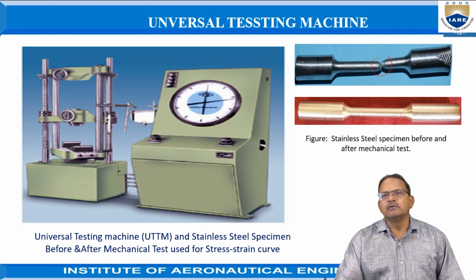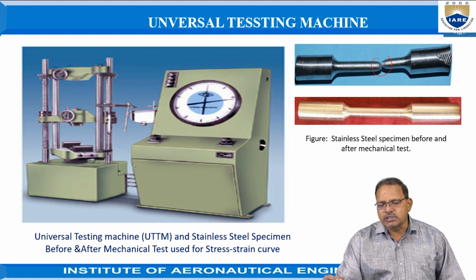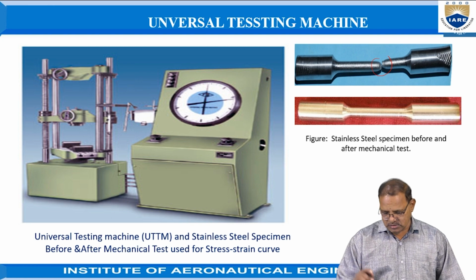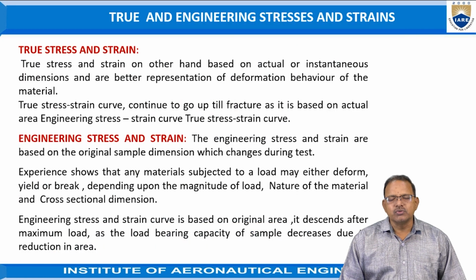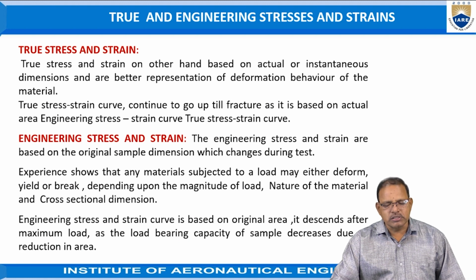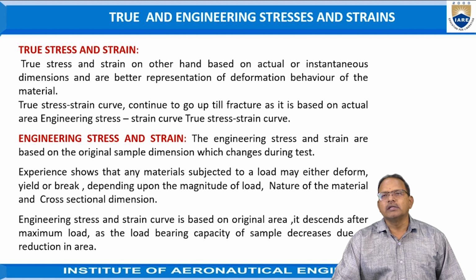So the ratio of force by area is called stress, but here the cross-sectional area is changing at every instant. Hence, the ratio of the force applied to the area of the cross section at that instant is called true stress, and the corresponding strain is called true strain. True stresses and strains are based on the actual, instantaneous dimensions and are a better representation of the deformation behavior of materials.